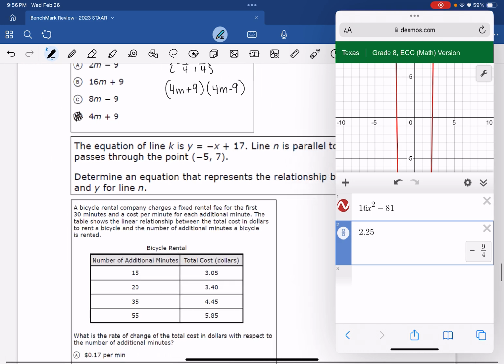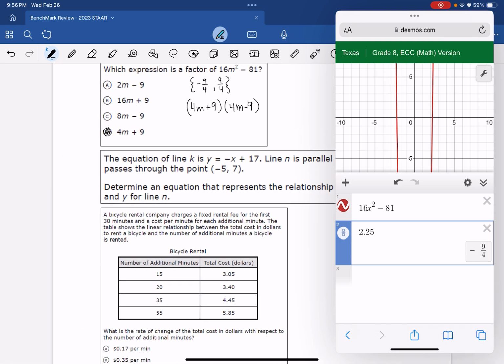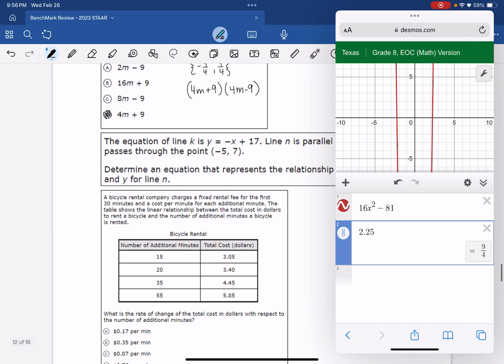This one right here in the middle is something you can do by hand, using the point slope formula. So we have, remember, y minus y1 equals m times x minus x1.